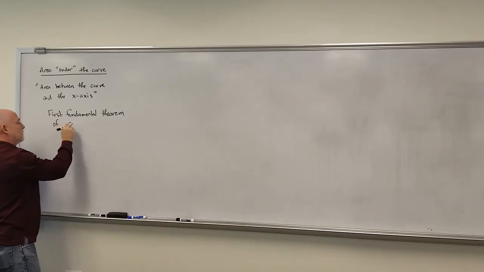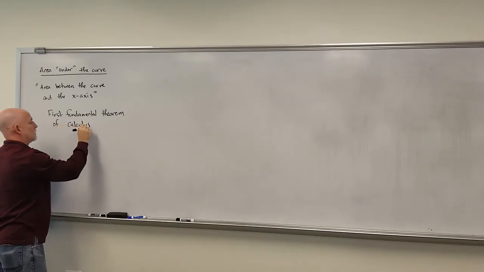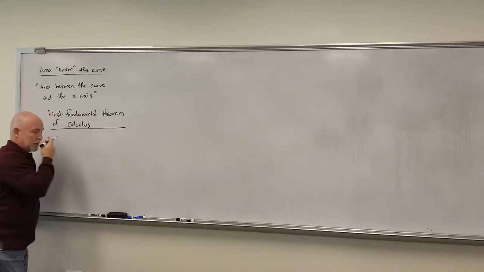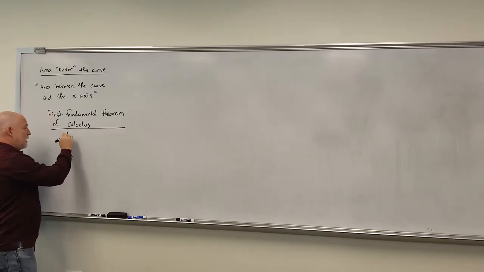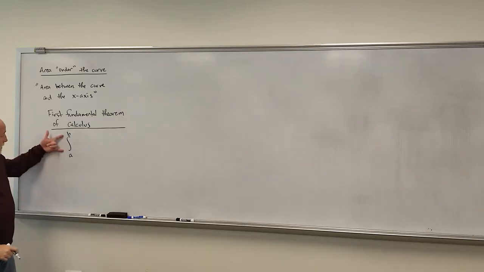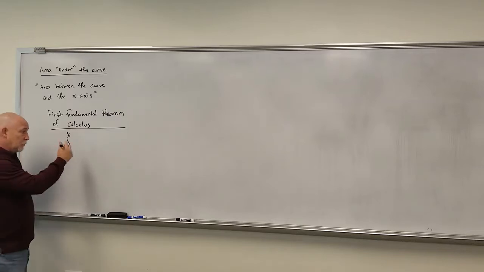Theorem of Calculus. The first fundamental theorem of calculus says this. We're going to take our integral here and we're going to add bounds on it. So when we add numbers to the ends of an integral, we say that those are bounds, and we'll get to that in a second.